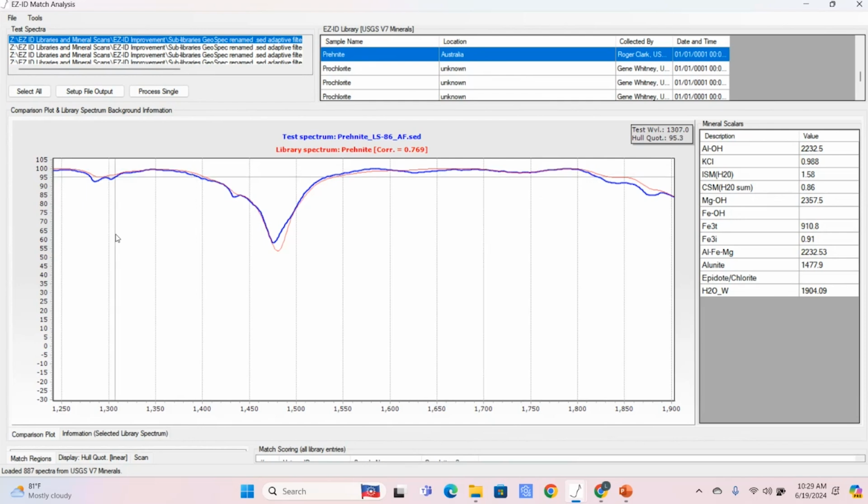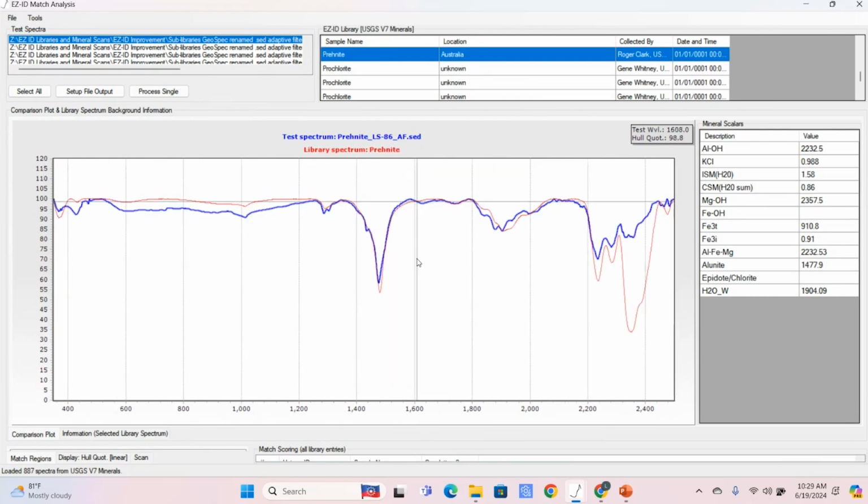In prehnite in particular, with standard resolution you would get a singlet here at 1300 nanometers. You now have a doublet feature here with the ultra high resolution. Same thing with this 1425 to about 1475 nanometer feature. You now have an additional shoulder here at about 1440, 1435.